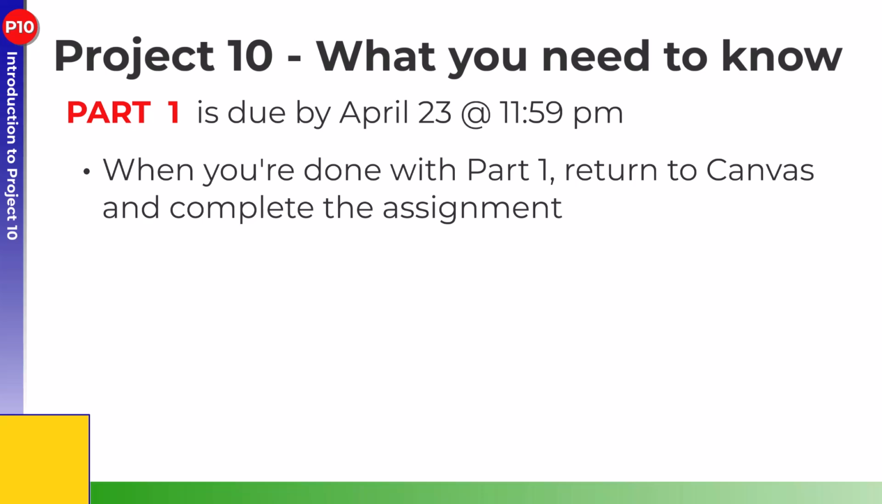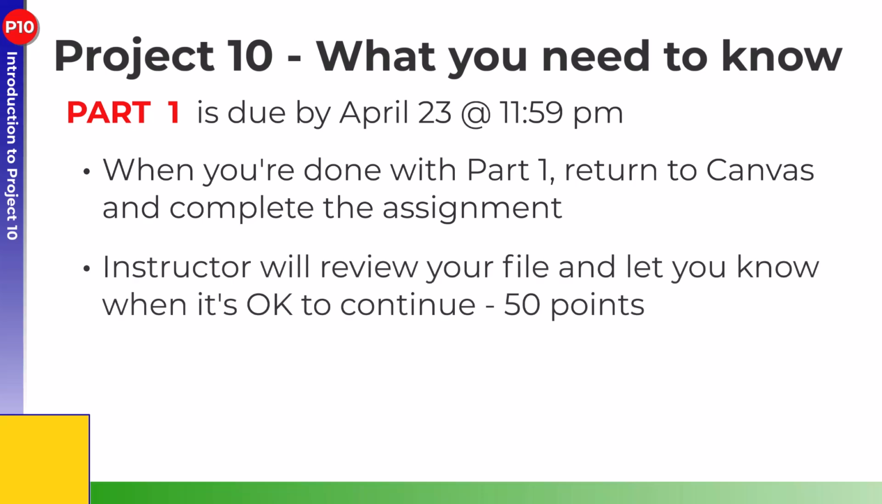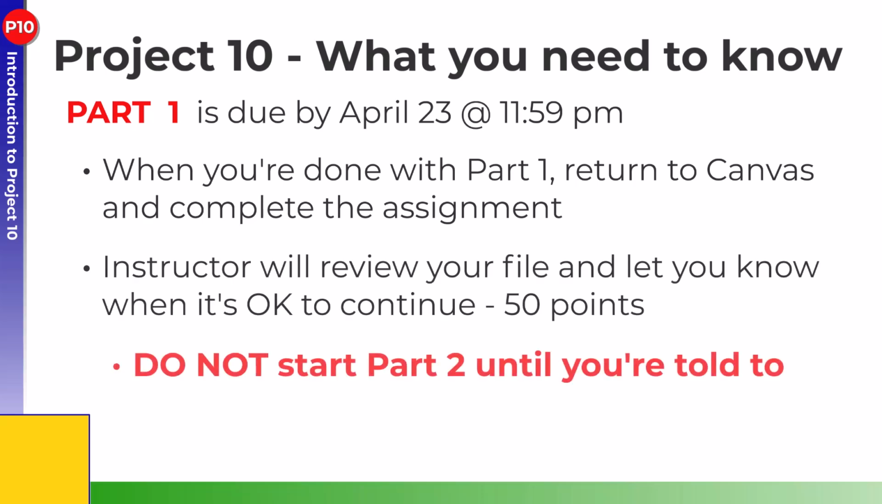Now, when you're done with Part 1, go back over to Canvas, and there's going to be an assignment in there. And that assignment is basically just letting me know that you're done with Part 1. I will open up your QuickBooks Online file, and I'll review all of it, and I'll make sure that you've got everything in correctly. Then I'll let you know when it's okay to continue. I'm going to give you 50 points, and quite honestly, that should be an easy 50 points, and then you can proceed with the rest of the project.